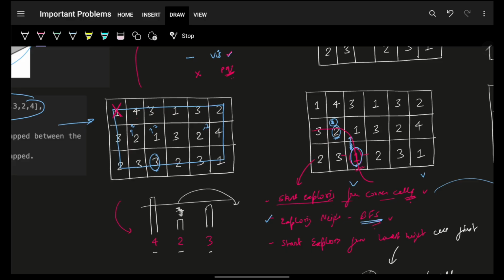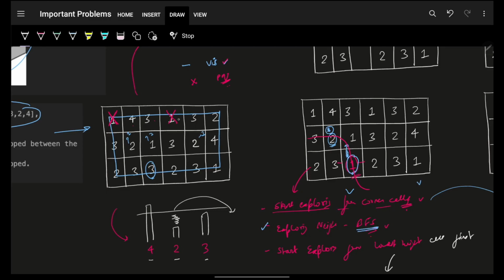Okay, which means I will not visit them. Next smallest cell is 1. If it is 1, I will first check. Okay, neighbors are already visited, no worries. But 3 is there, which means that I am 1, he is 3, he is a higher value than me. So I cannot store any water here.